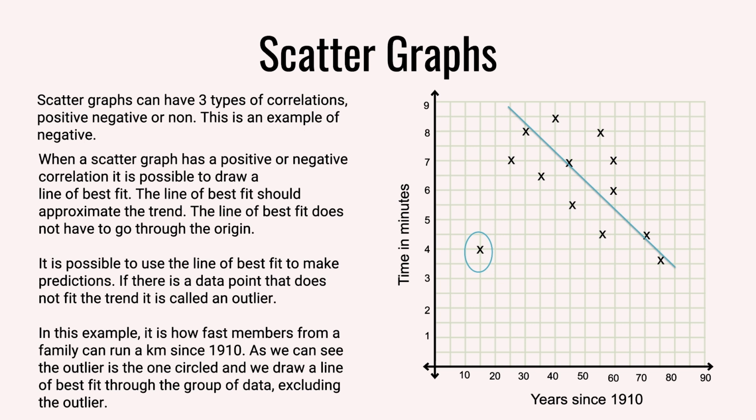In this example, it is how fast members of a family can run a kilometre since 1910. As you can see, the outlier is circled, and we draw a line of best fit through the group of data, excluding the outlier, because the outlier does not affect the actual grouping of data we would need to use the line of best fit for.